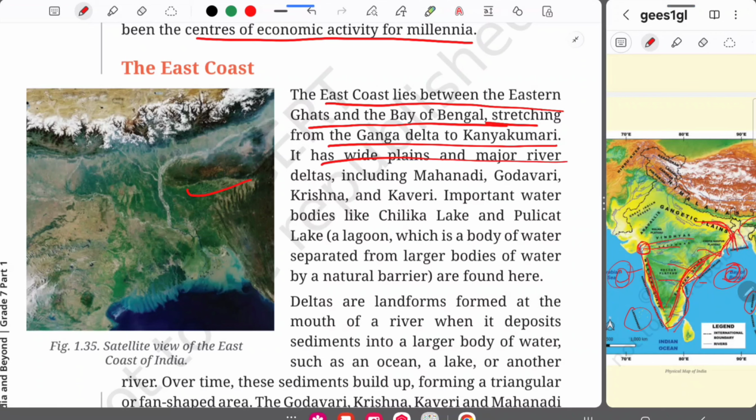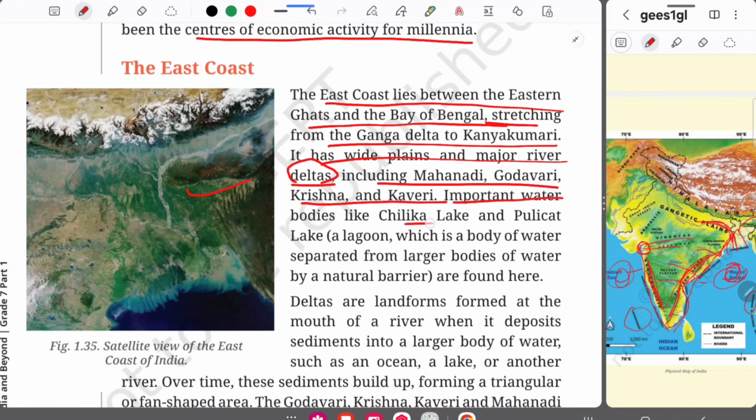It has wide plains and major river deltas including Mahanadi, Godavari, Krishna and Kaveri. These are major river deltas where you'll find fertile land. I hope delta is clear now, isn't it? It is a triangular shaped landform where a river empties into a larger body of water like an ocean or lake. So here we have larger deltas formed by the rivers Mahanadi, Godavari, Krishna and Kaveri.